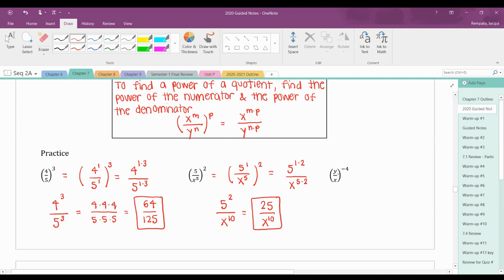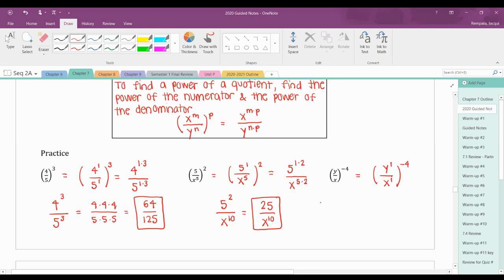And then in this last example, we have a y divided by x. So we've got two different bases inside parentheses being raised to the negative 4th power. So I'm going to identify the exponents inside the parentheses first. Well, y doesn't have an exponent, so there's really a 1. Same thing with the x.